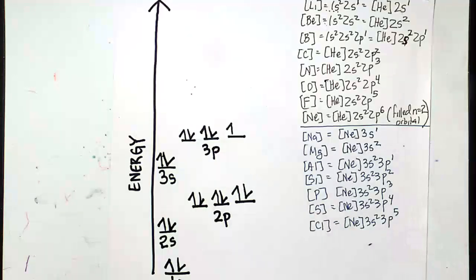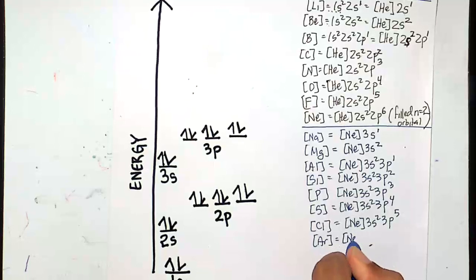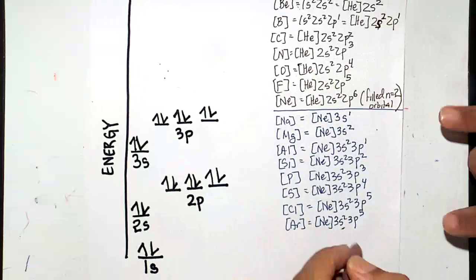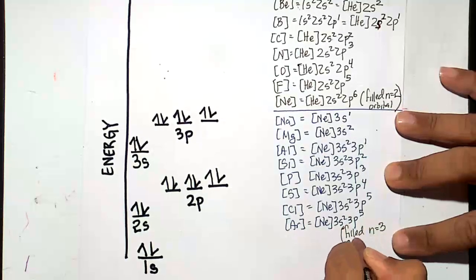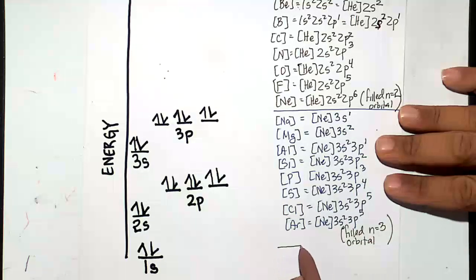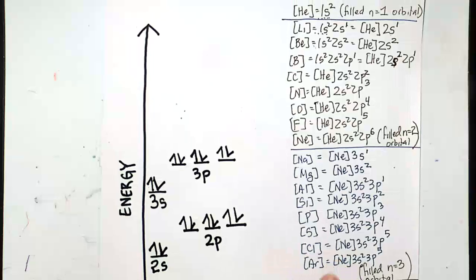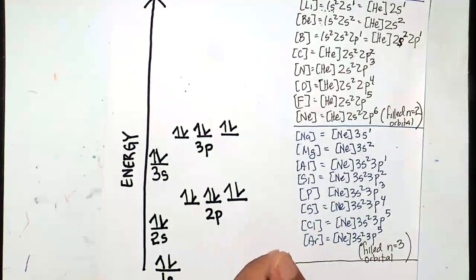And then, what's next? Argon. What will argon be? [Ne] 3s2 3p6. So we have here what shell that gets filled up? This is a filled n equals 3 orbital. So we filled it all the way to argon.